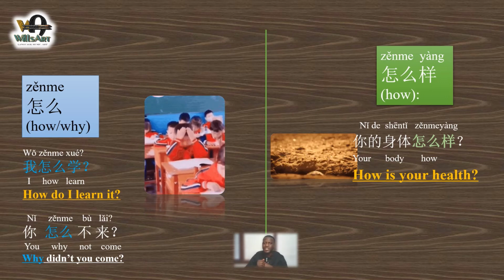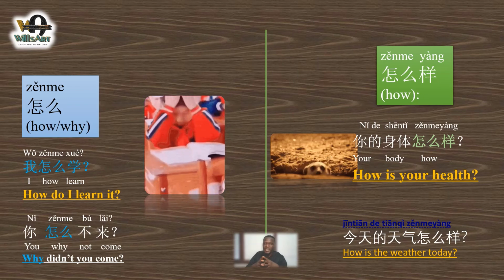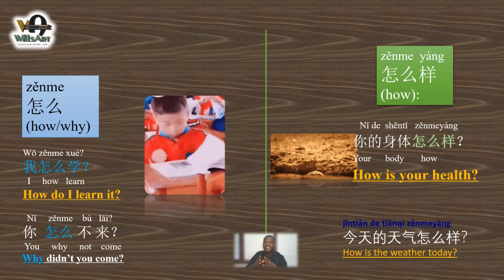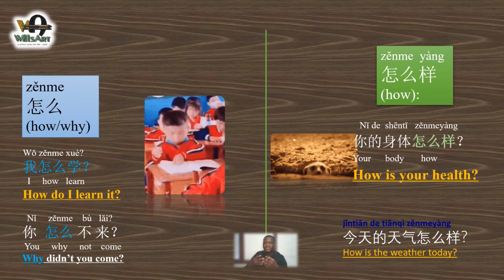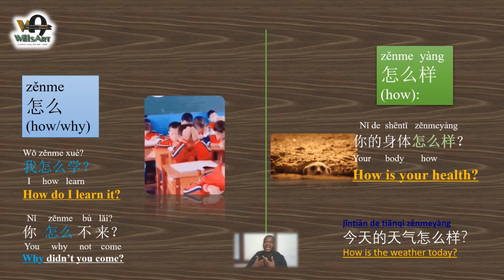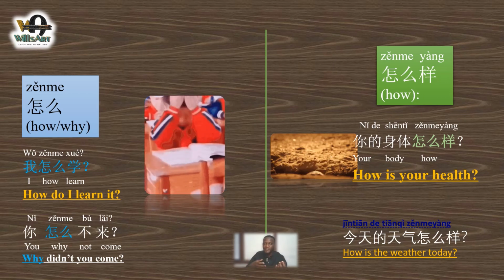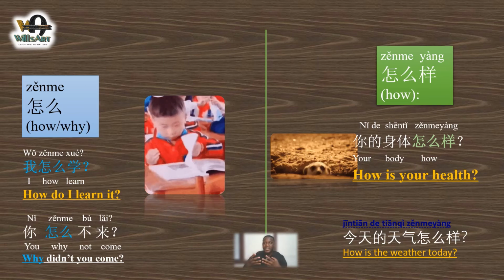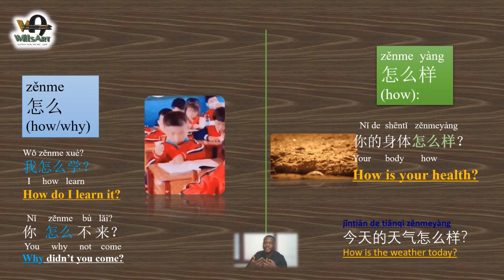Another example is 今天的天气怎么样? 今天 means today. 天气 means weather. 怎么样 means how. So which means how is the weather today? So this one is different from 怎么. Okay, so 怎么样 is actually asking about condition of something.